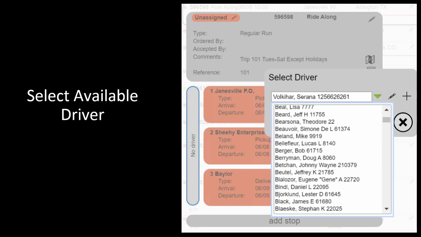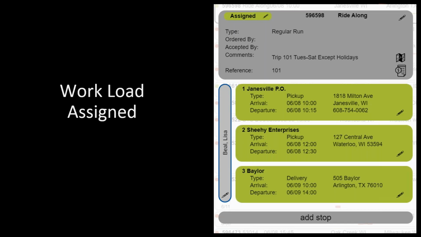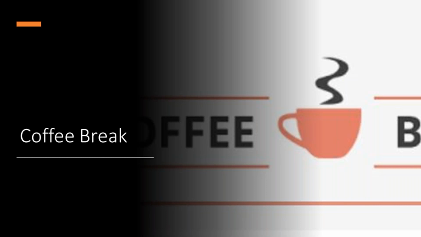Next, we're going to give it a driver. So when I hit the sidebar on the left, I'm presented with a list of my available drivers. I simply select my driver. Everything is green. I'm dispatched. That's it. Everything is green. I have a dispatched load, and your job is done. Your work is done. Go take a coffee break.